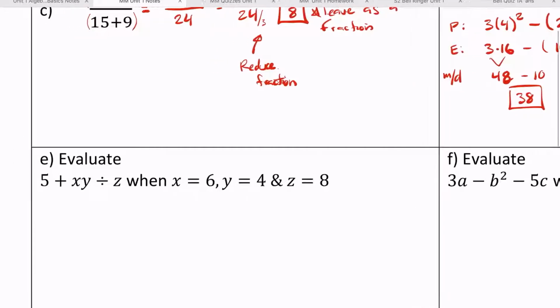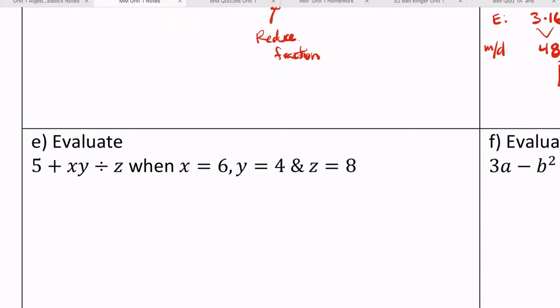Okay, these ones, all you need to do for these is, we have this expression, and that's a little scary, but they tell us what x, y, and z are. All we need to do is plug in values. Okay? So here we'd plug that in. We still have this 5 plus x, which is 6, times y, which is 4. Okay, whenever we have variables next to each other, what we're doing is multiplying them. And then we're going to divide it by z, which is 8.